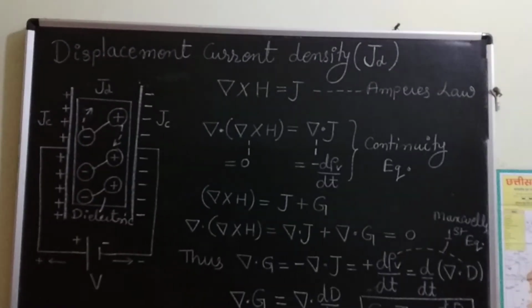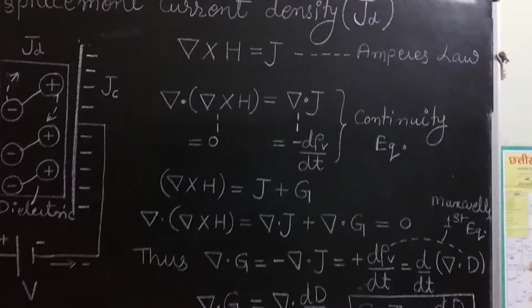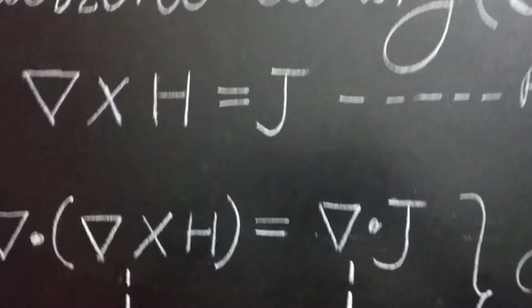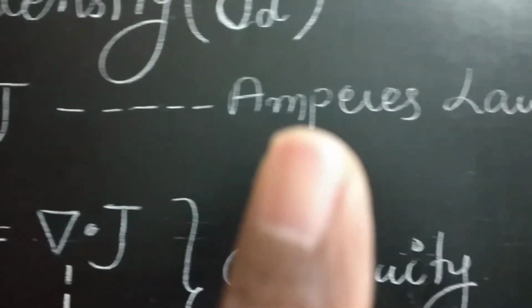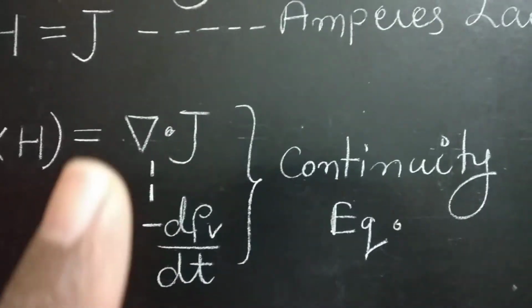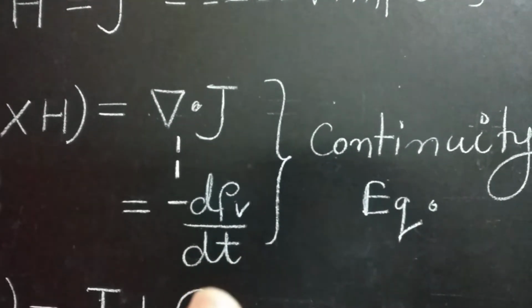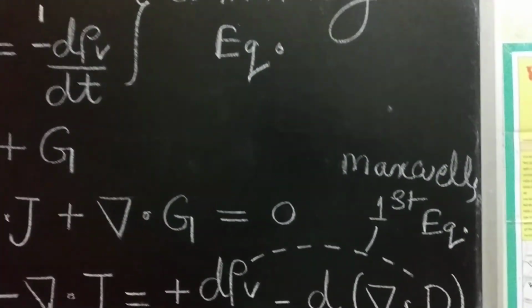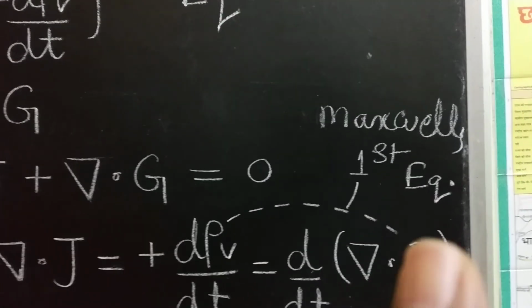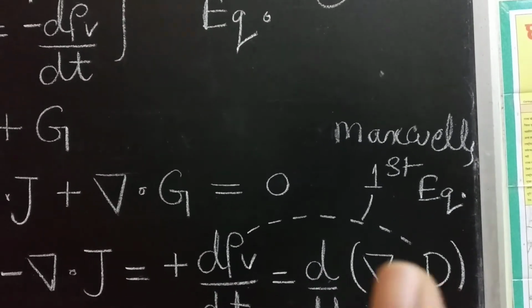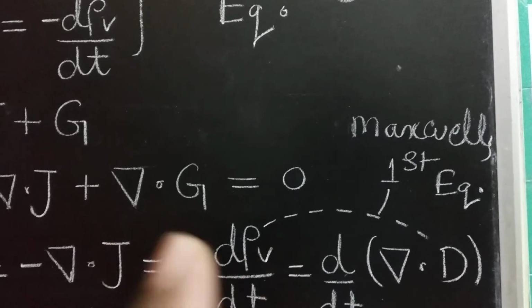as by keeping three things in mind we can derive it. First is the point form of Ampere's law, del cross H. Then by remembering the continuity equation, divergence of J equal to minus del rho V by del T, and Maxwell's first equation, divergence of D must be equal to rho V.